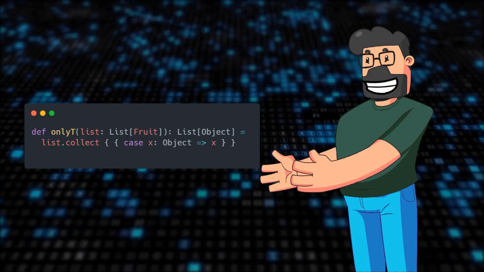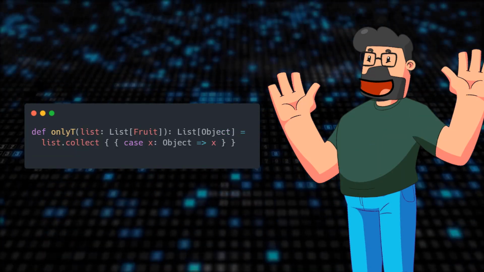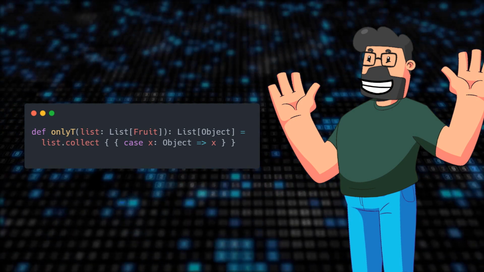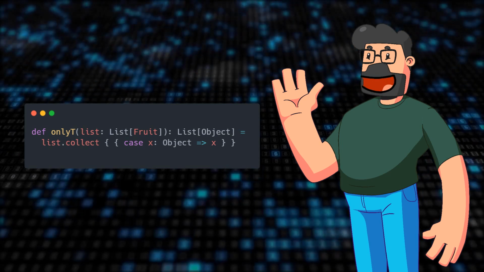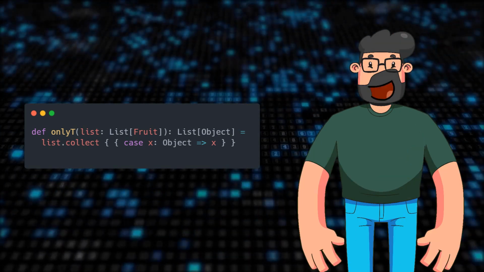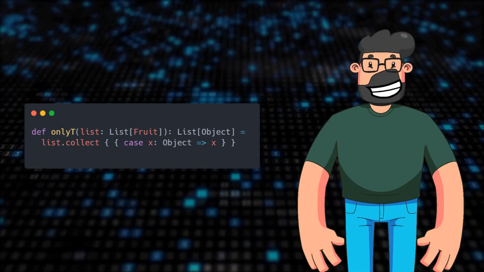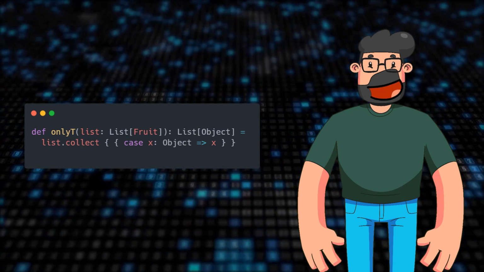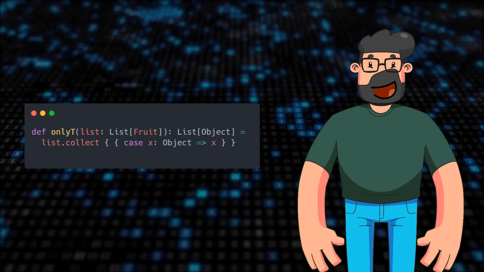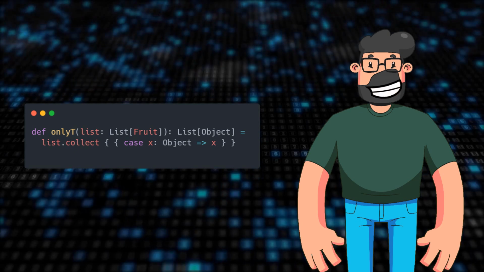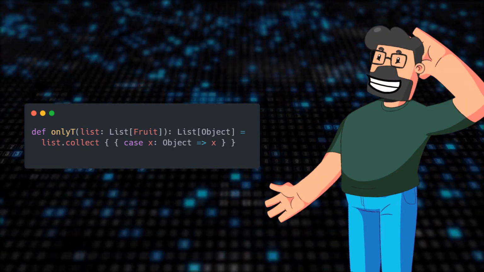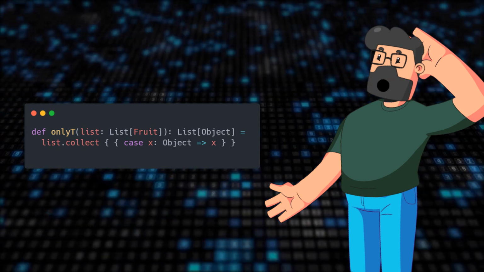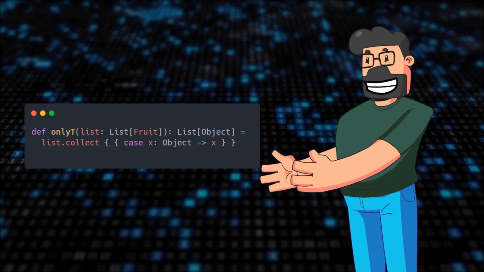Continuing on from the previous explanation, it's important to note that type erasure doesn't occur in the case of fruitList.collect { case x: Banana => x }. This means that the filtering operation in this scenario is able to correctly distinguish between elements of different types and only return those that match the specified type. Therefore, the method collect behaves differently from the custom filtering function onlyT, resulting in a more precise selection of elements based on type.